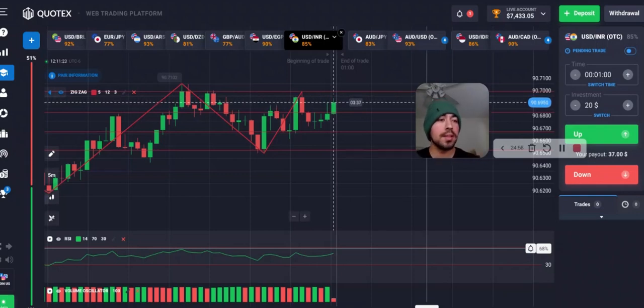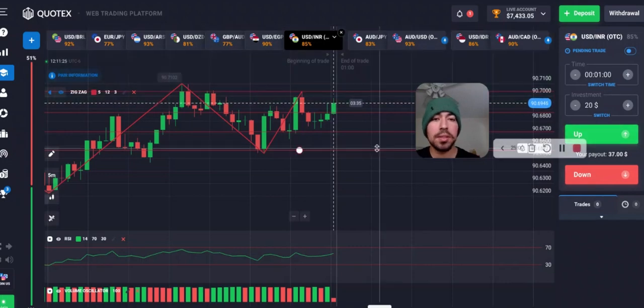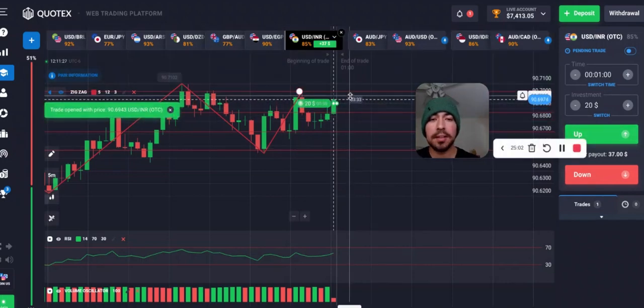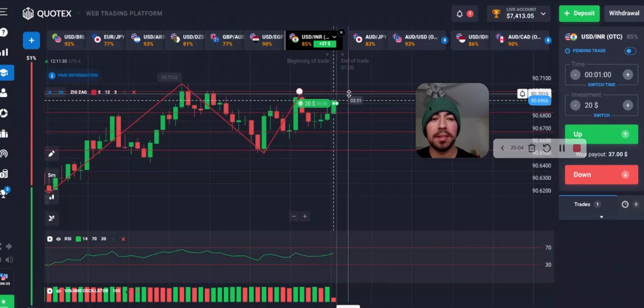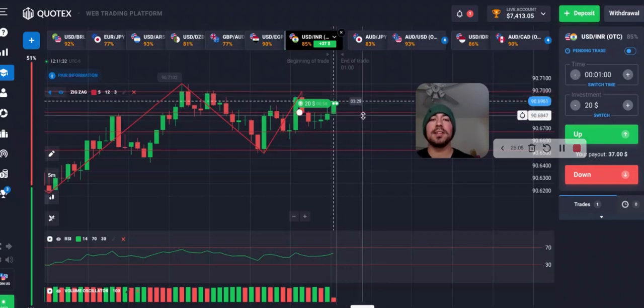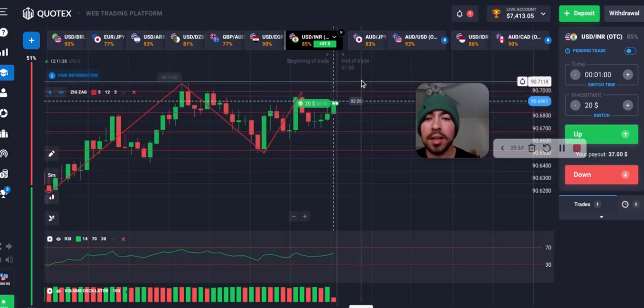All right, so it looks like it's going to go up now. It's touching this resistance level right here. I like the fact that it almost came up here, but I think it's going to touch a little higher. I think it has a lot of opportunity to go a lot higher right here.